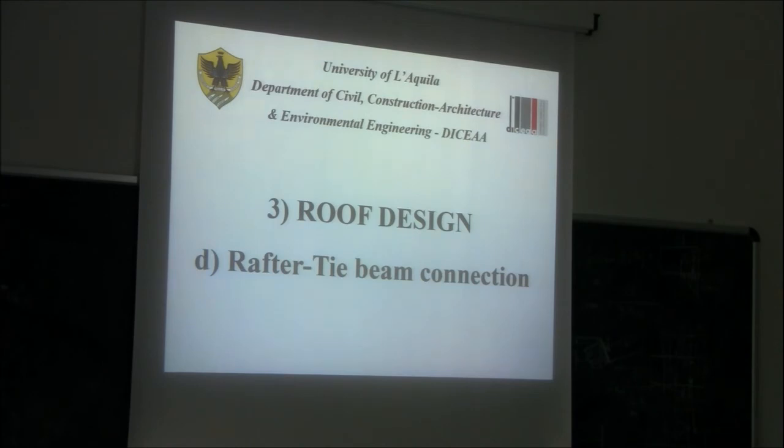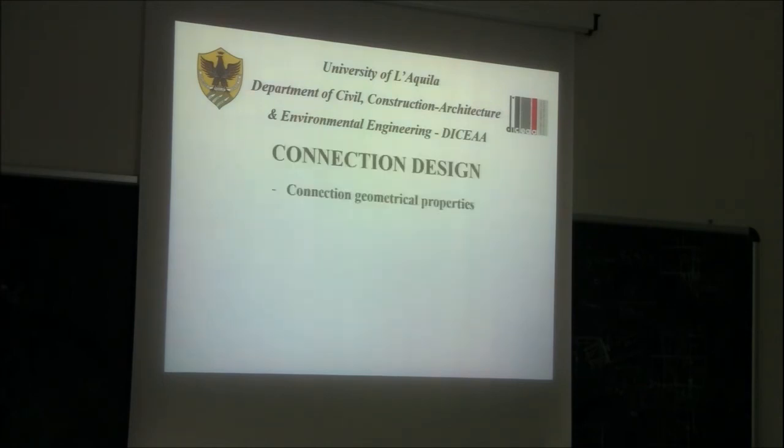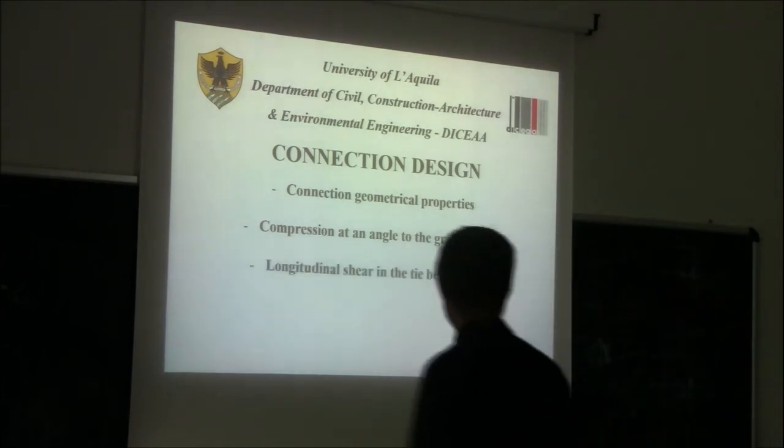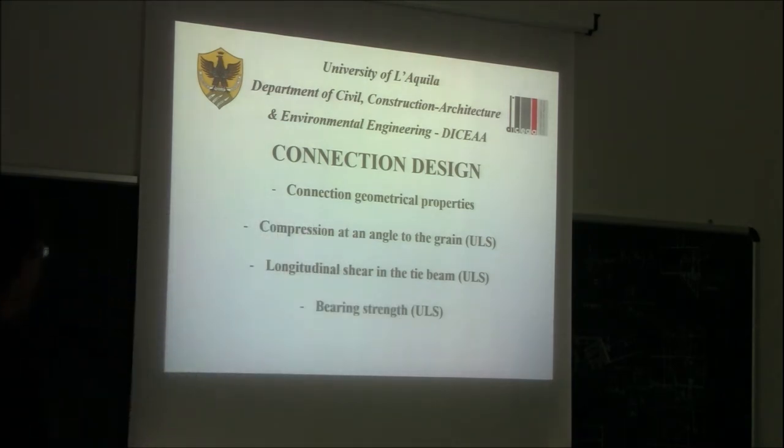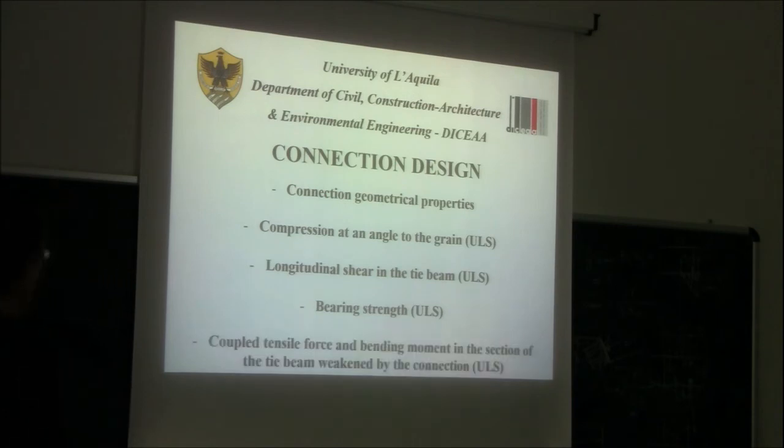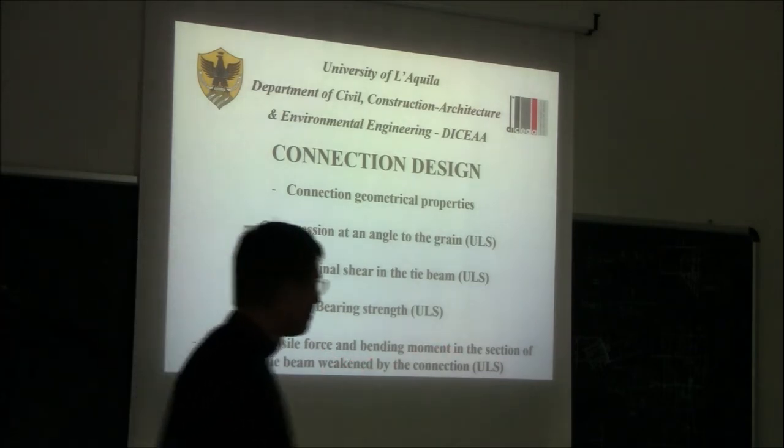Okay, so this is what we are missing here to complete the design of the roof, the rafter tie beam connection. So we will start from the geometrical properties of the connection. Then we will do the ultimate limit state design of compression of the angle to the break, then the ultimate limit state design of longitudinal shear of the tie beam. Then bearing strength on the column, and last but not least, coupled tensile force and bending moment in the section of the tie beam weakened by the connection. So ultimate limit state.